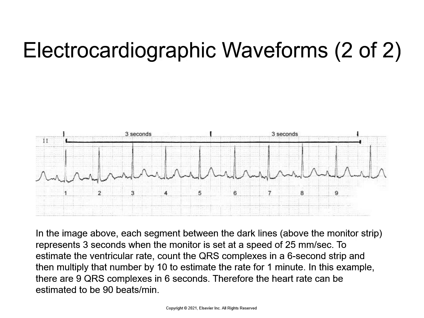In this example, there are 9 QRS complexes in 6 seconds. So the heart, you can count 1, 2, 3, 4, 5, 6, 7, 8, 9. It stops right there, right before that next beat. So you can estimate the heart rate to be around 90 beats per minute.